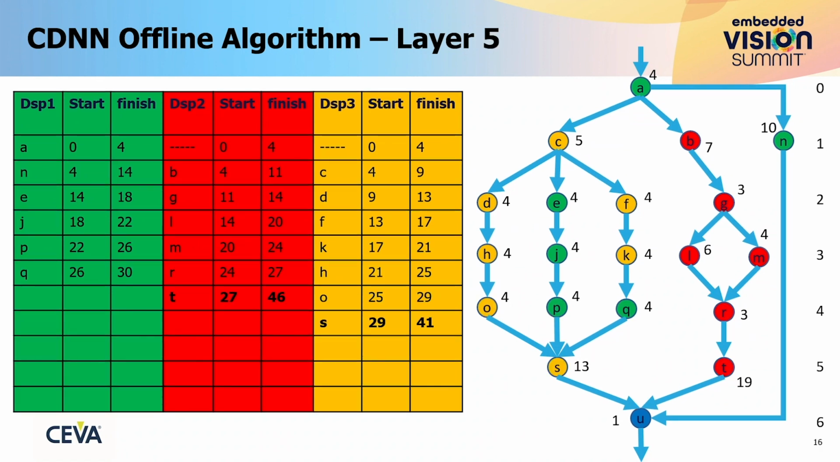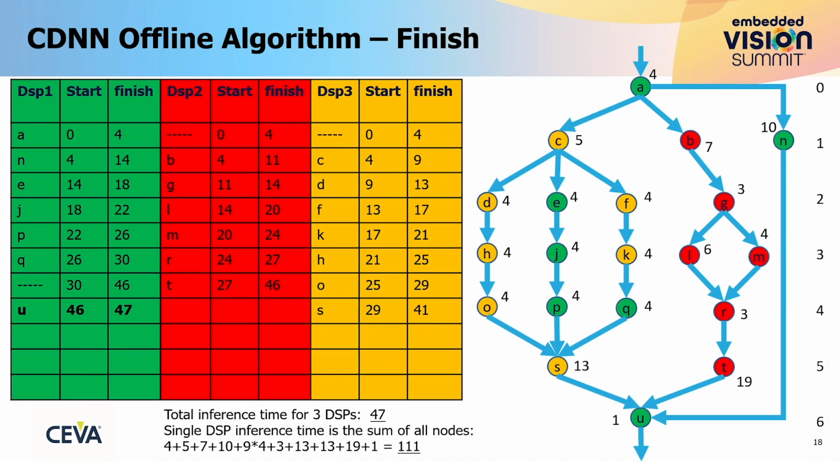The table is created until we reach the final node. If we look at the results, the last core to finish is the green one at 47. This is node U, so 47 cycles. But if you ran a single inference, that would be the sum of the costs of all the layers, which comes to 111. So there is some savings here.